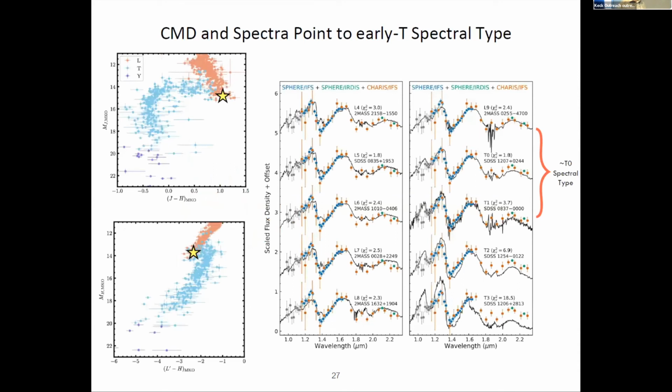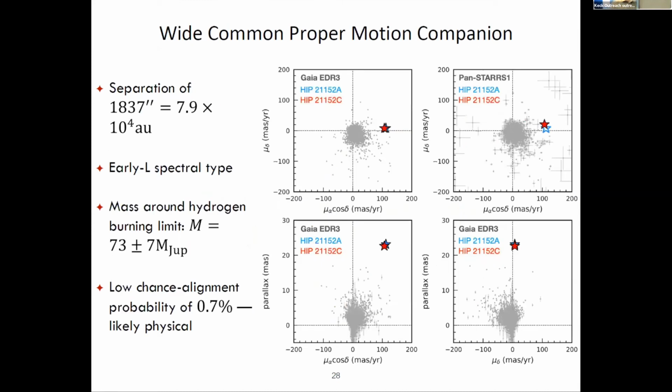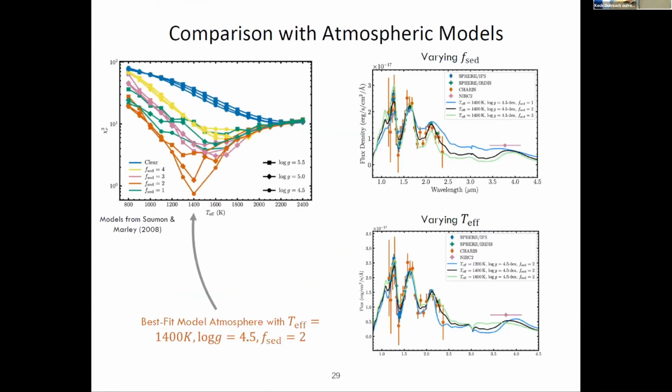The companion is situated at the elbow of the color magnitude diagram, which is consistent with an LT transition or early T spectral type inferred from the object spectra. And then we've also done a grid-based atmospheric model comparison, finding the best fit model atmosphere to have an effective temperature of 1400 Kelvin and a sedimentation efficiency of 2, indicating the presence of clouds.